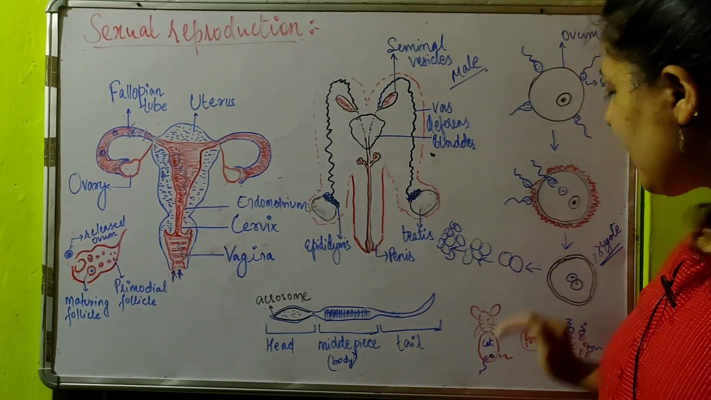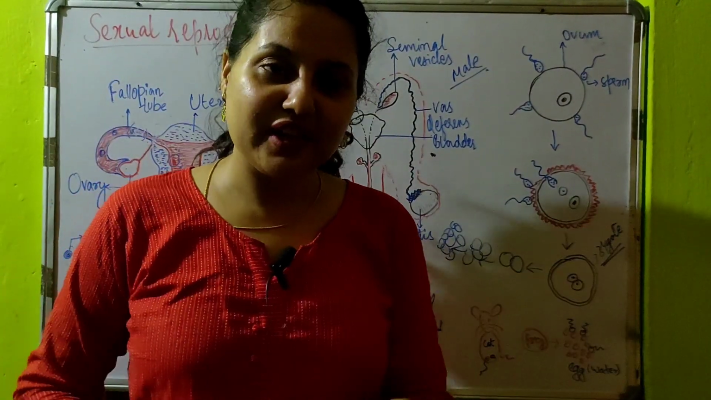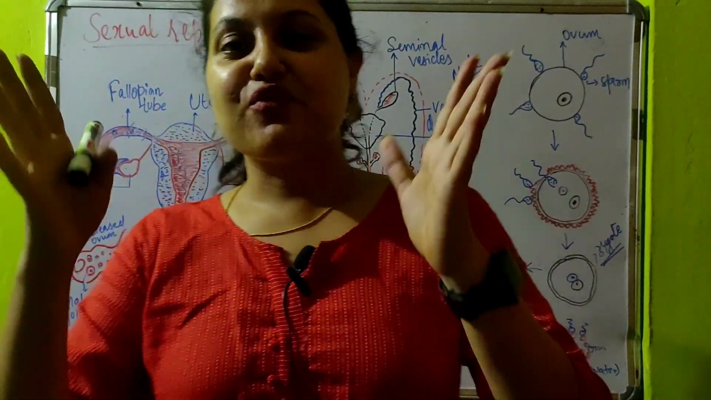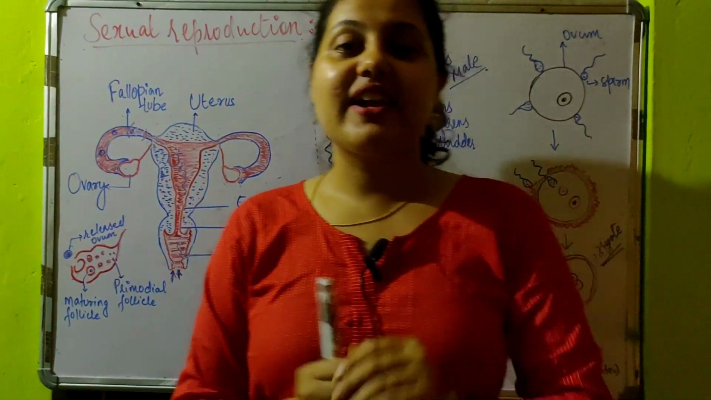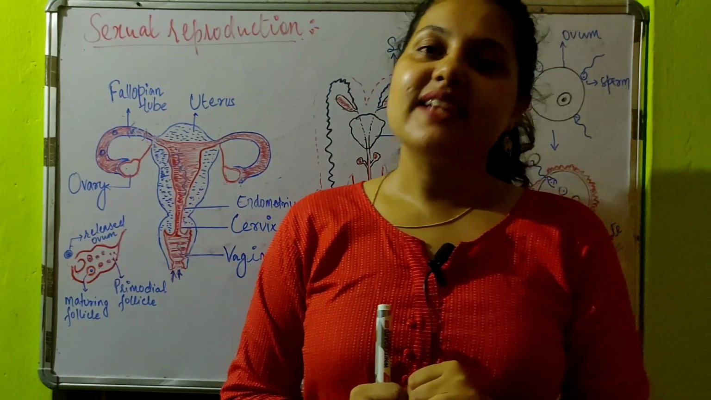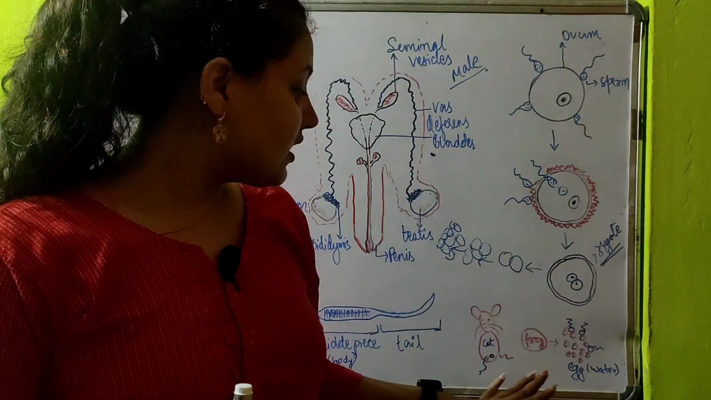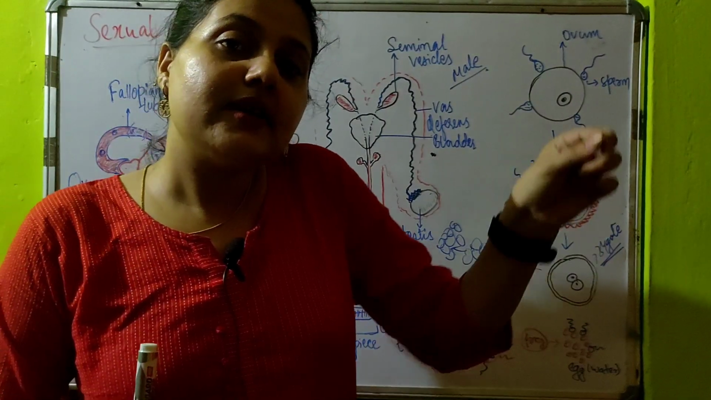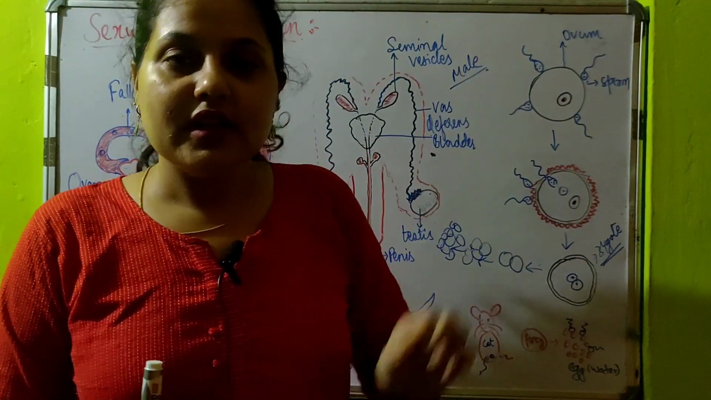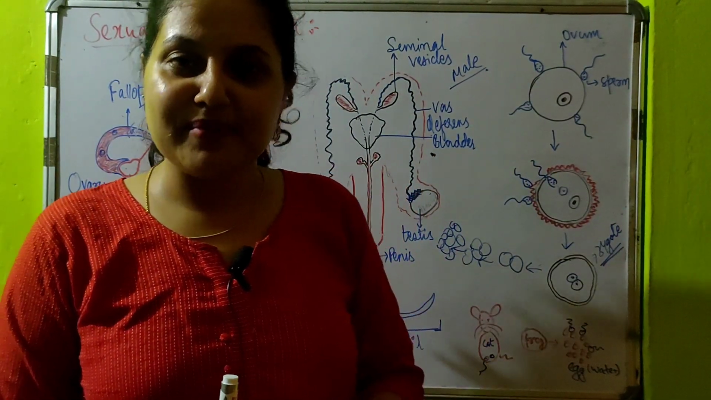Okay, now coming to next, that is internal and external fertilization. Okay, what is internal fertilization and what is external fertilization? All right, there are two types of fertilization, one is internal and another is external. Internal fertilization is the one in which the sperm directly enters the mother's body. Okay, sperm enters the body of a female, female parent.